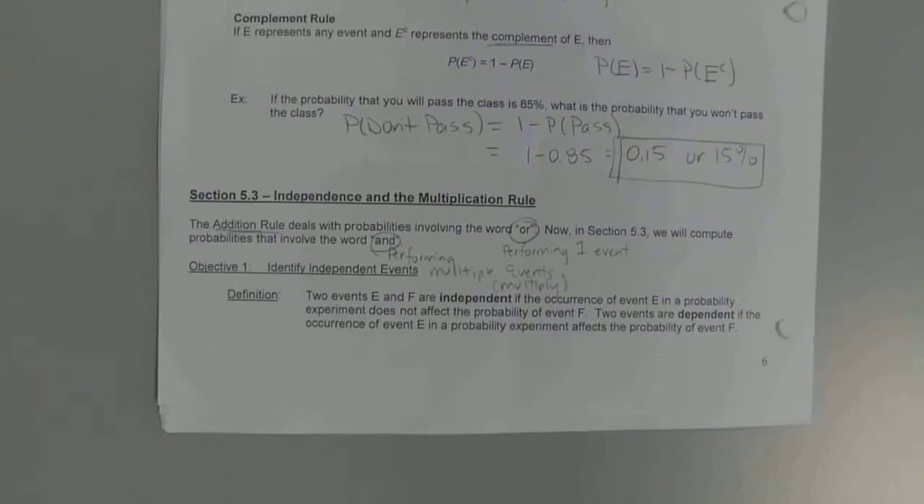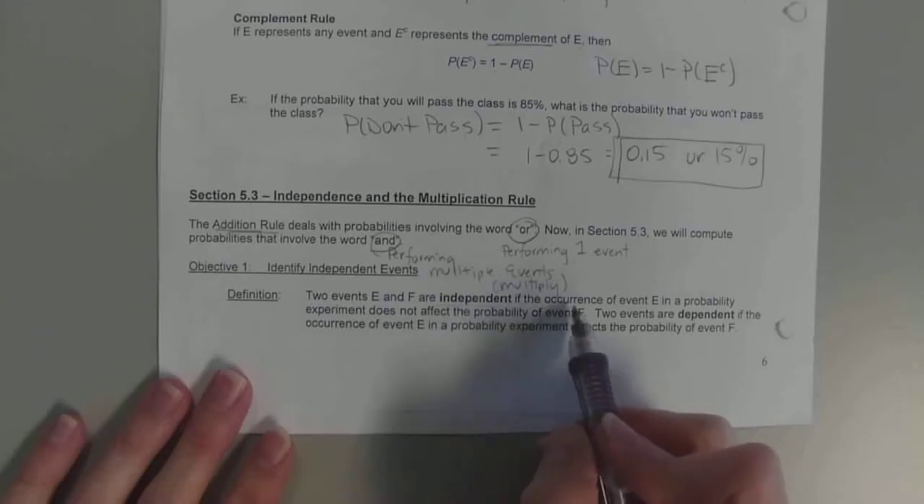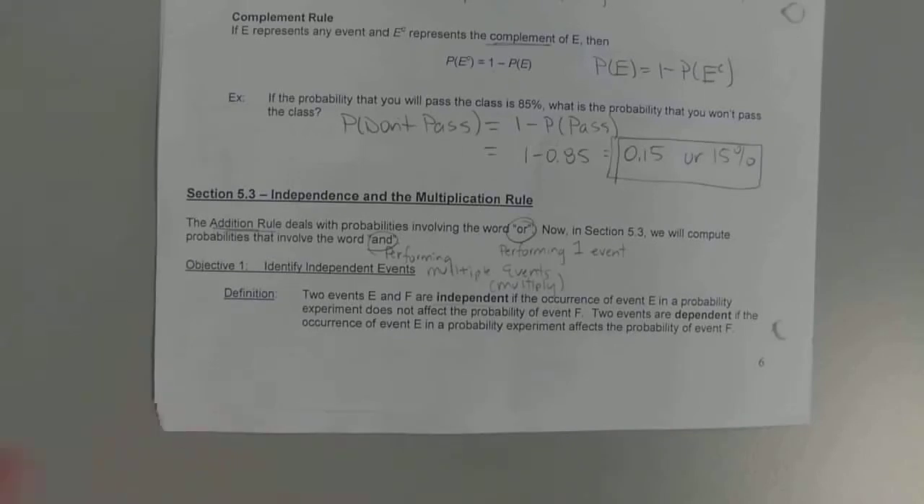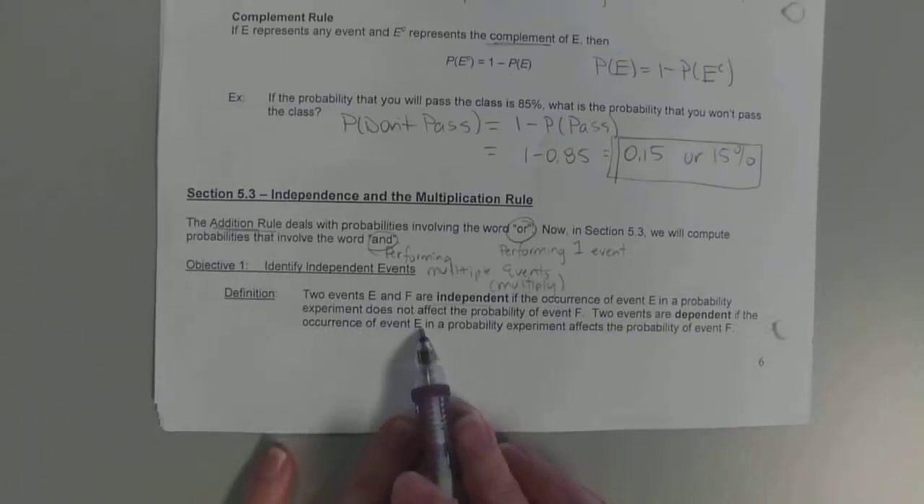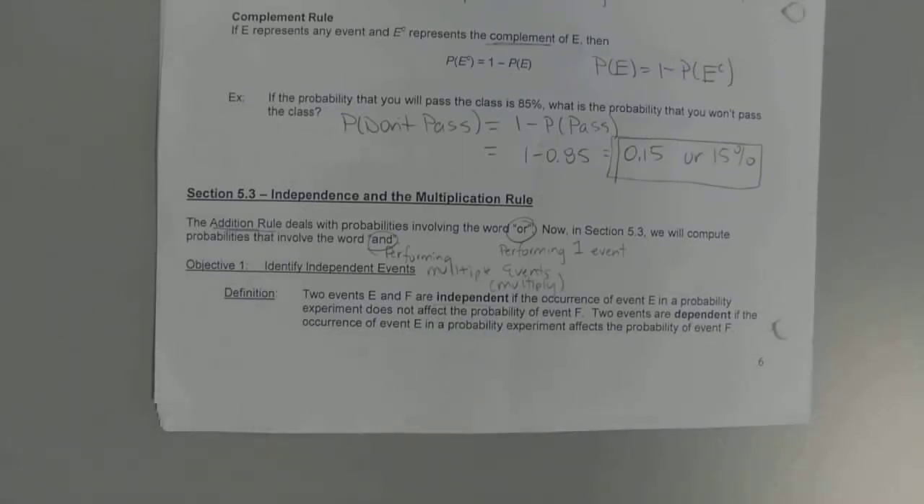Just like we had that definition of disjoint or mutually exclusive, where they were separate and we could do the easy A plus B, it's kind of the same thing here. If two events are independent, it means the occurrence of event E in a probability experiment does not affect the probability of event F. Mainly, if I do E and it doesn't change my probability of F, then they're called independent. They are not affected by one or another. Two events are called dependent if the occurrence of event E affects the probability of event F. So if E happened first and it affects the probability of F, they're dependent. And we'll do some right here in a second to make that make sense.